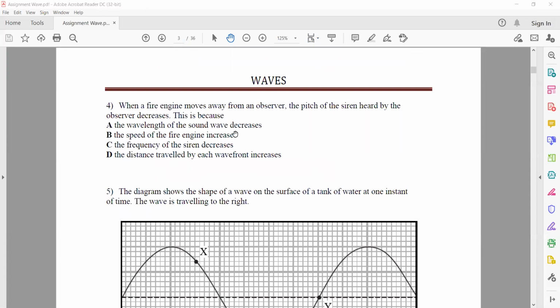Question 4. When a fire engine moves away from the observer, the pitch of the siren heard by the observer decreases. This is related to the Doppler effect. You have a source, the fire engine, which is producing a wave and it is moving away from the observer. So what happens to the pitch? The wavelength increases. So what happens to the pitch or the frequency?